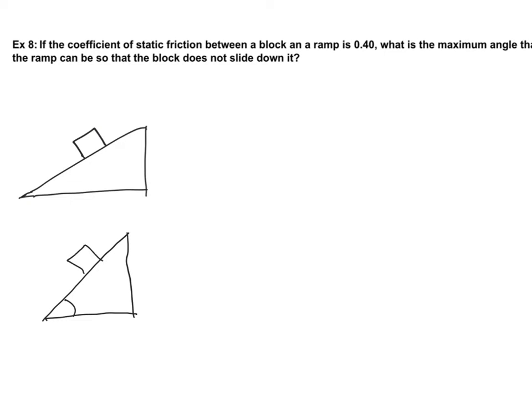Or how steep of a ramp can we put it on so that the block does not slide down? So that's the goal of this question. How steep can the ramp be so the block does not slide down? There is static friction involved. There's no applied force in this question. So it's just gravity, normal, and friction. So I'll draw a free body diagram out for that.